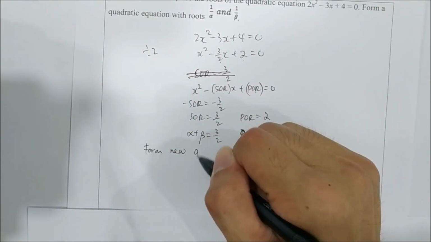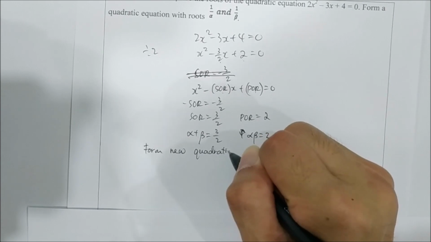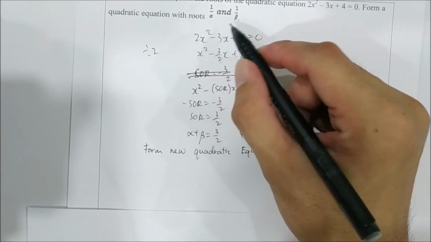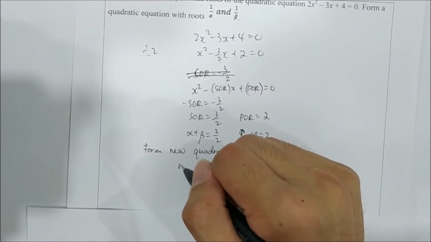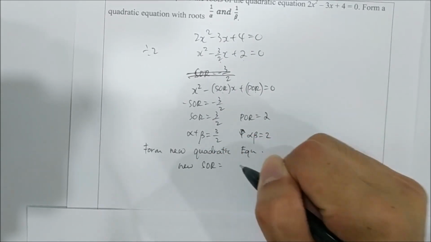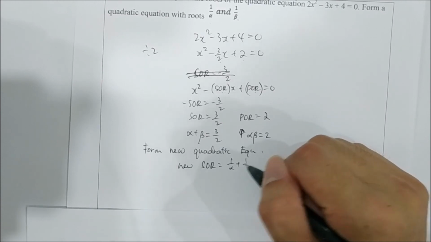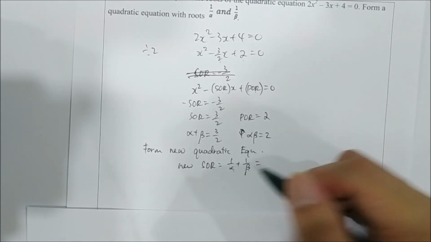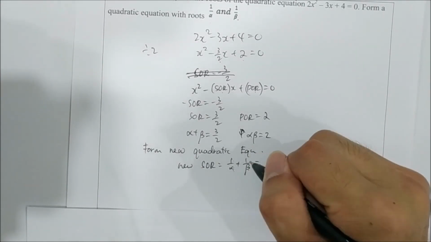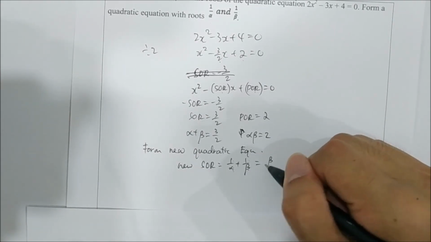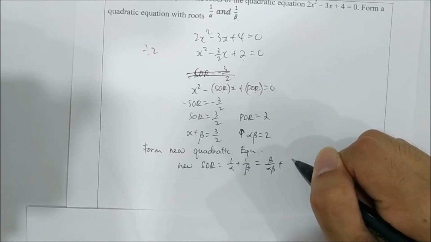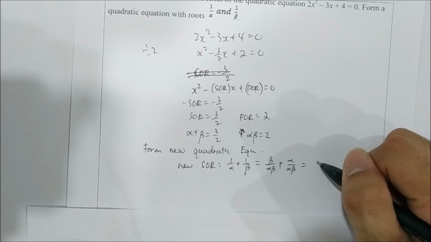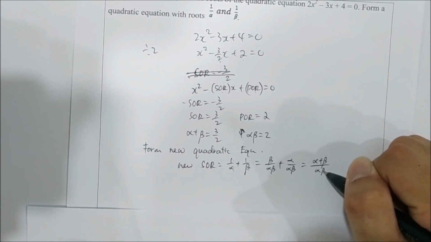So after finding the sum of roots and the product of roots, we want to form a new quadratic equation using the new roots. So the new sum of roots will be 1 over alpha plus 1 over beta, which is, since the denominator is different, we multiply this with beta, we multiply this with alpha, you get beta over alpha beta plus alpha over alpha beta, which is alpha plus beta over alpha beta.